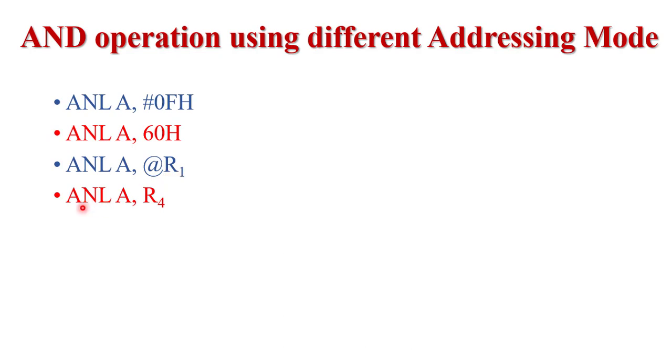Next instruction is ANL A, R4. This instruction is the example of register addressing mode and this instruction tells that perform AND operation between accumulator content and data stored in the R4 register. So these are the examples of AND operation or AND instruction.